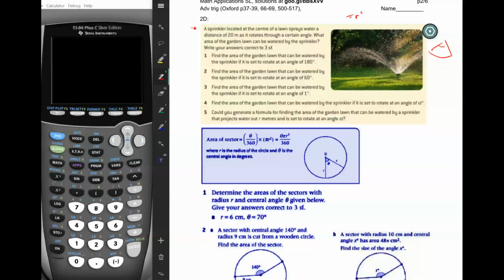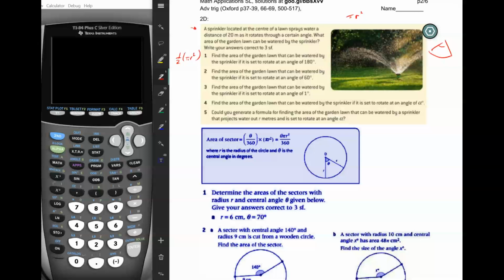Find the area of the garden lawn that can be watered by a sprinkler if it is set to rotate at an angle of 180 degrees. That's a pretty easy one. It would be 1/2, because 180 degrees is half of 360, times pi r squared, right? Pi r squared in this case would be pi times 20 squared. So it'd be 400 pi, right?